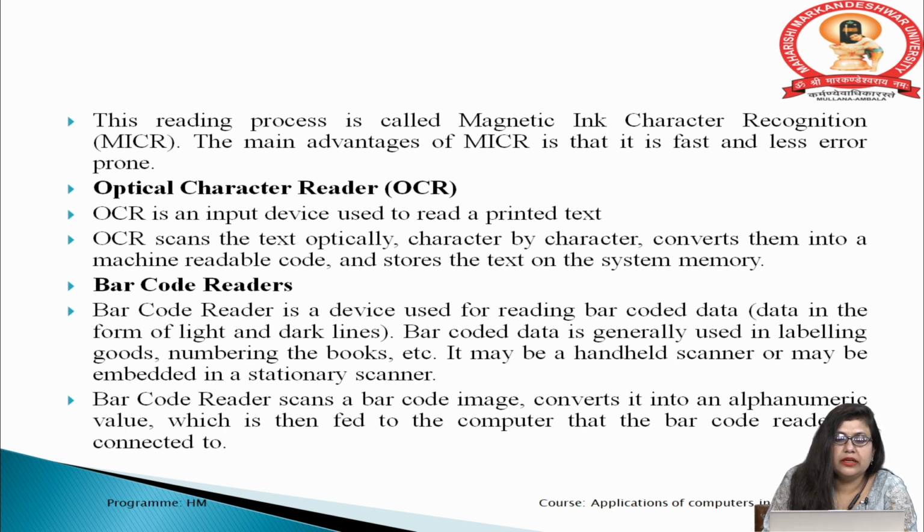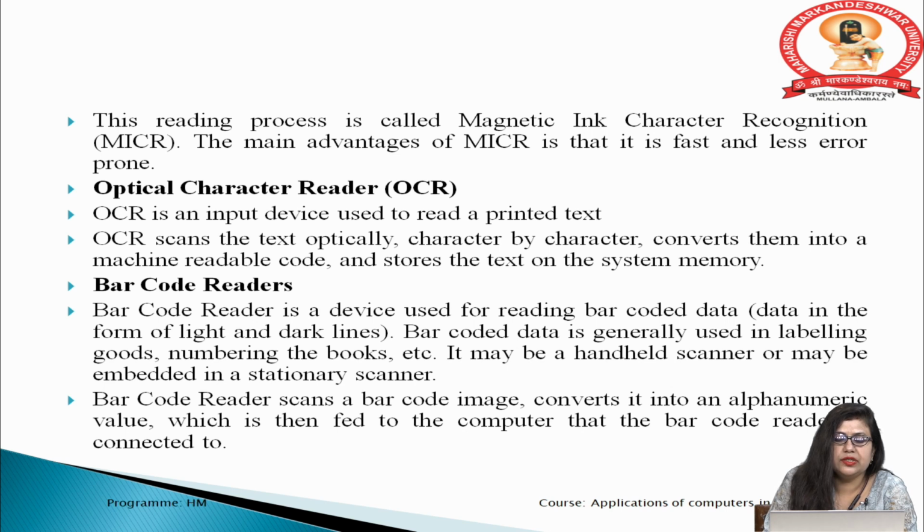Then comes the optical character reader. OCR is an input device used to read printed text. OCR scans the text optically character by character, converts it into machine readable code and stores the text in the system memory. Then comes the barcode reader.